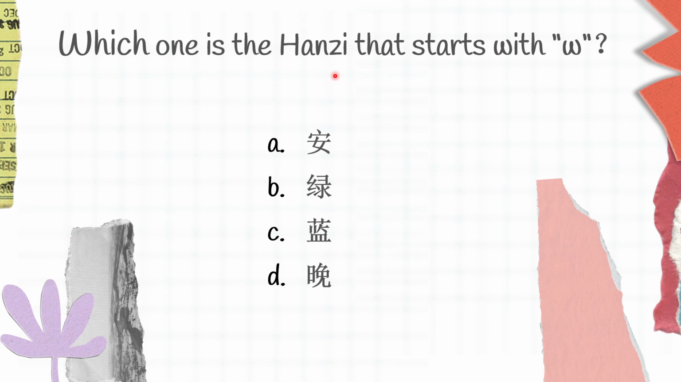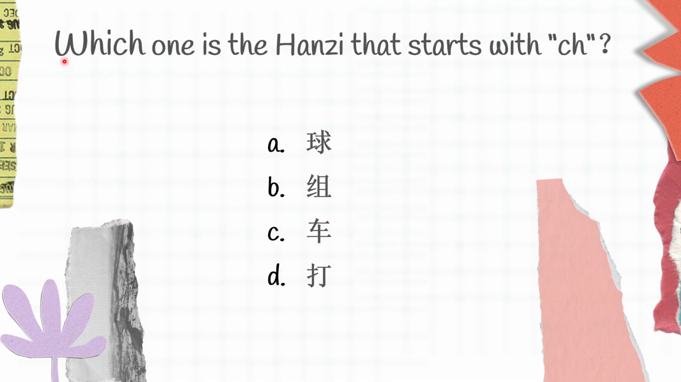Moving on to the next question. Which one is the answer that starts with this letter? I will give you time to think. A is an, B is lü, C is lan, and D is wan. And the right answer for this question is D.